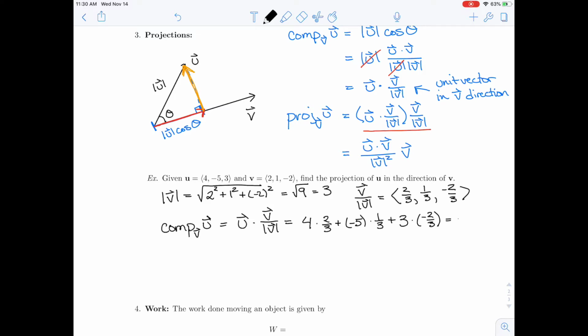Now, the denominator for all three of these is going to be 3. Looking at the numerator, I have 4 times 2, which is 8. I'm then going to subtract 5. That will give me 3. And then I will subtract 3. That will give me, I will subtract 6, and that will give me a negative 3. So the amount of u in the v direction is negative 1.